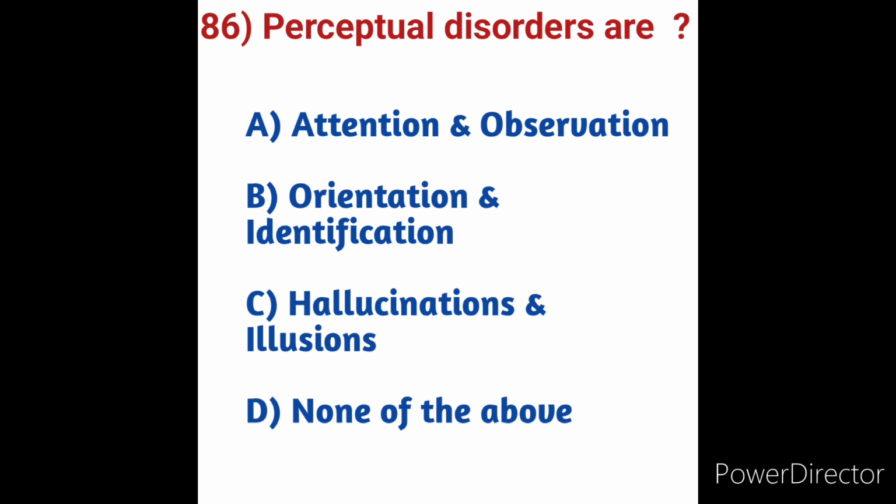We will see here the options. Option A, attention and observation. Option B, orientation and identification. Option C, hallucination and illusion. Option D, none of the above.